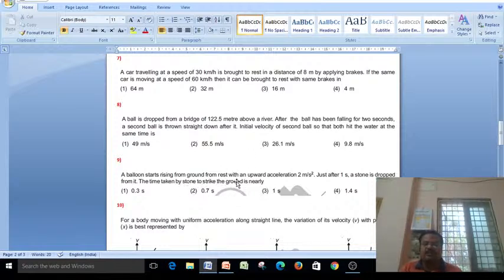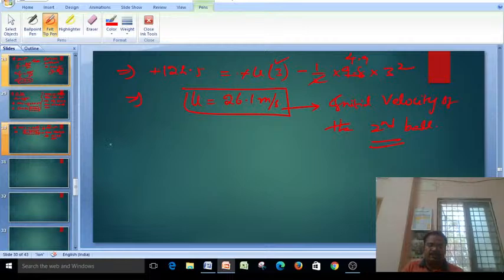So the balloon starts rising from ground from rest with an upward acceleration of 2 meters per second square. Just after 1 second, a stone is dropped from it. The time taken by the stone to strike the ground is what he is asking. So the next one is the 9th question we are discussing here. Through the given data, the initial velocity is equal to 0 and acceleration is equal to 2 meters per second square. So the velocity of the object after 1 second, how does it exist?